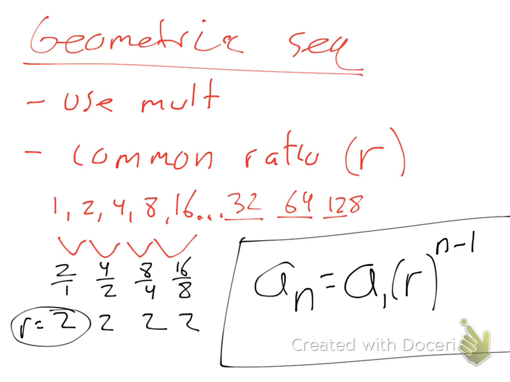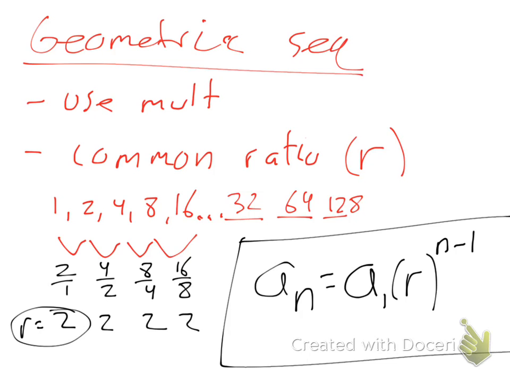Boom, guys. Here's a really cool thing. It doesn't matter if it's an arithmetic sequence or if it's a geometric sequence. If you know A1 and R, you have a geometric sequence. If you know A1 and D, you have an arithmetic sequence. Boom. You can find the equation. You can find any term you want.